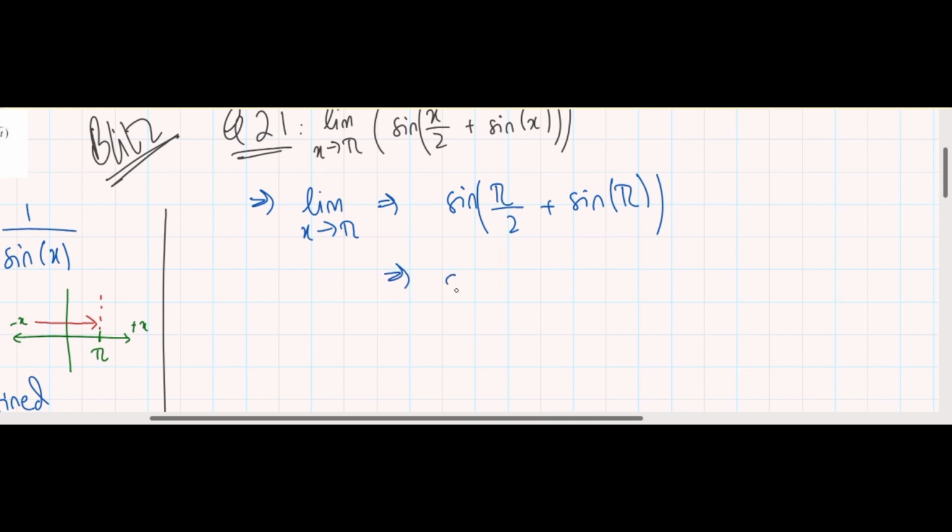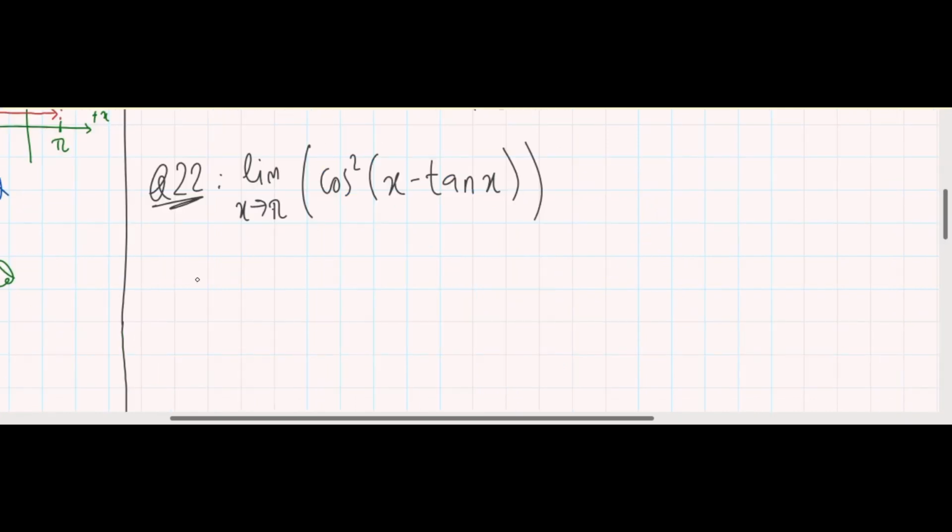So this question essentially solves itself if you put in the limit value. It's not that hard. It's pretty simple. I'm just realizing right now that I spent a lot of time writing a lot of redundant stuff. Yeah, so question 22, limit x is approaching pi cos square bracket x minus tan x bracket close.